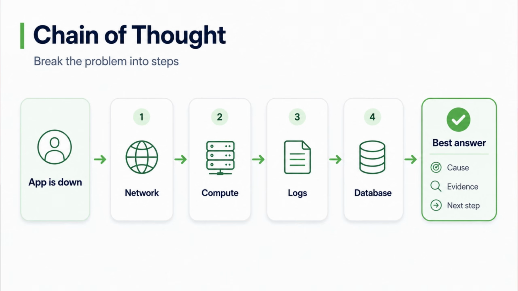For example, if you ask the model to troubleshoot why the application is down, it should not immediately give one answer like "restart the server." It should first consider possible causes. Is there any network issue? Is the compute resource healthy? Are there any errors in the application logs? Is the database reachable? After checking these areas, the model can give a more useful answer.